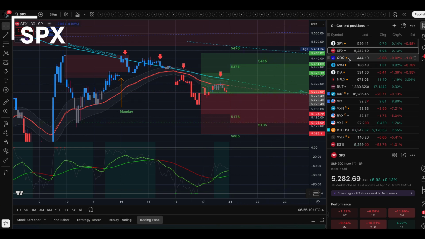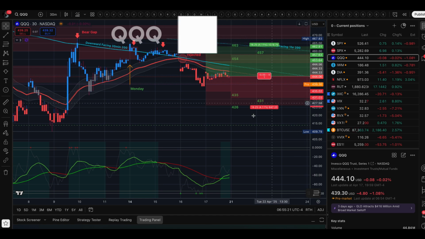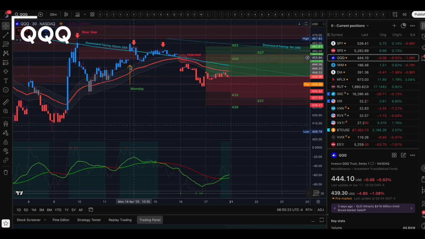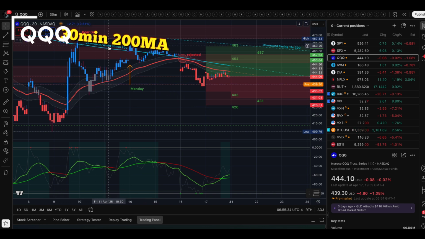All right, and moving on to QQQ. We did open last week right here. So we opened with a gap up. We were met with that downward facing momentum right here. That's on the 30-minute 200 moving average. We filled this bear gap right here at the top, then came back, filled it all the way.